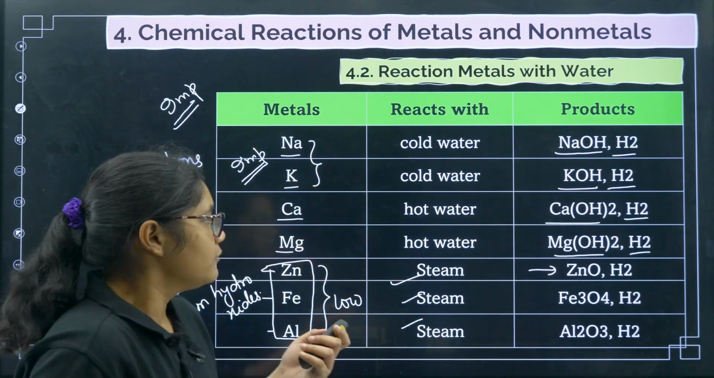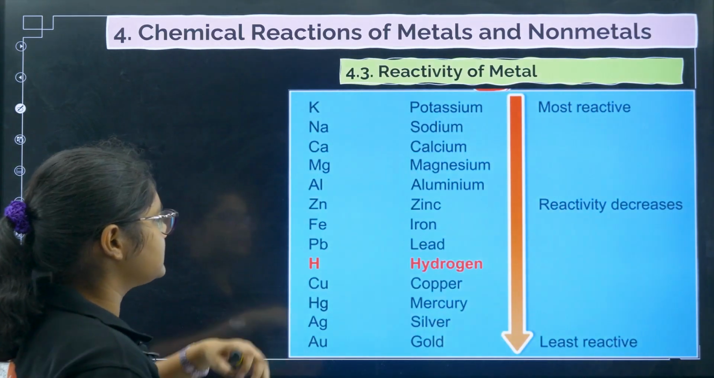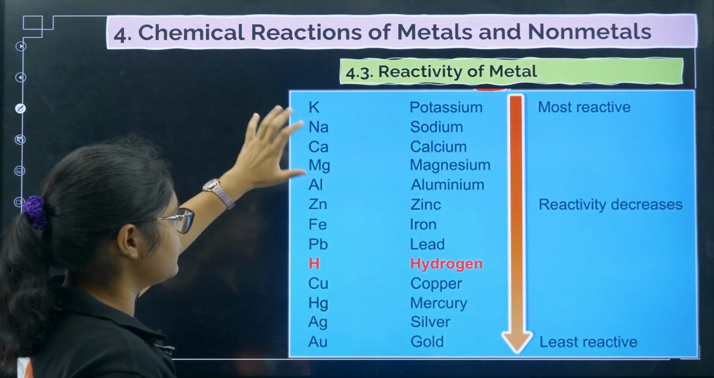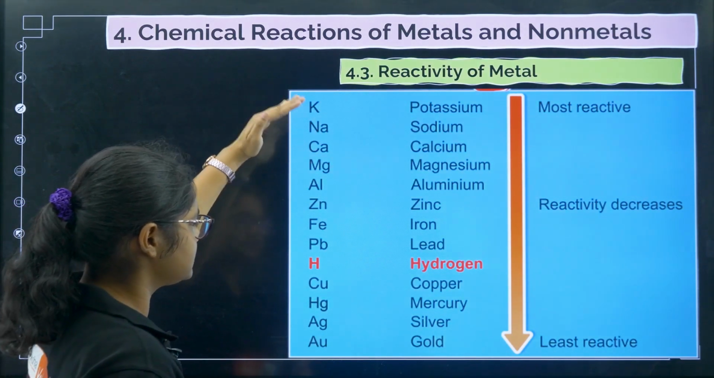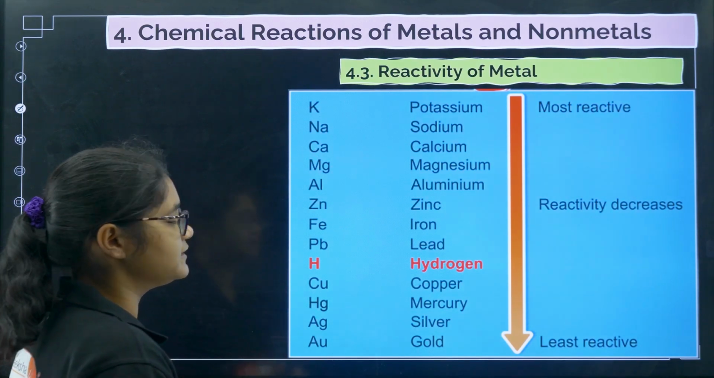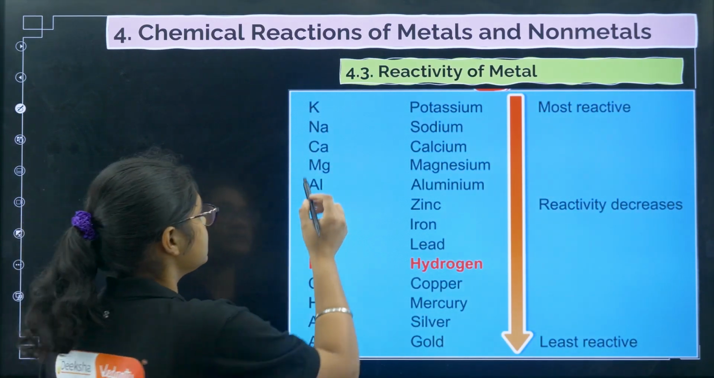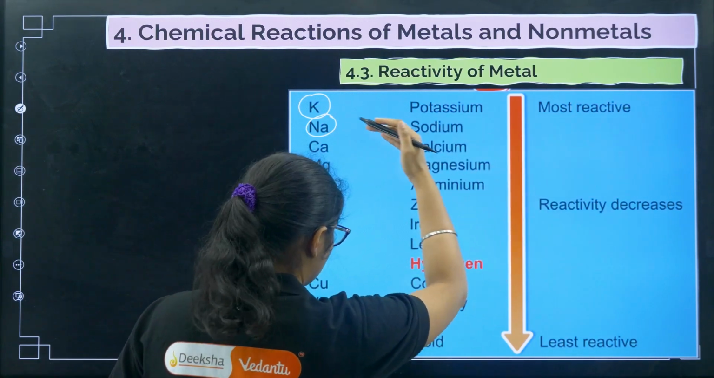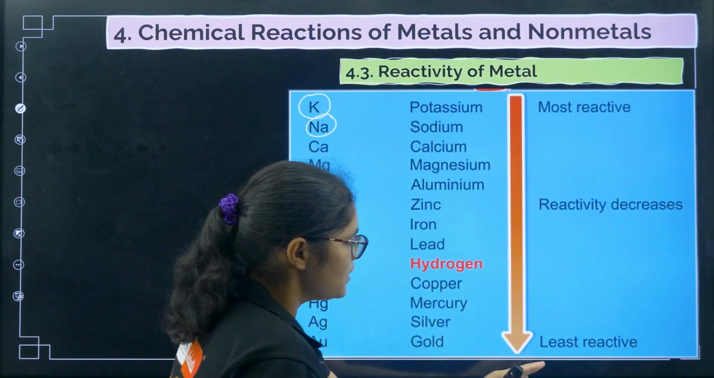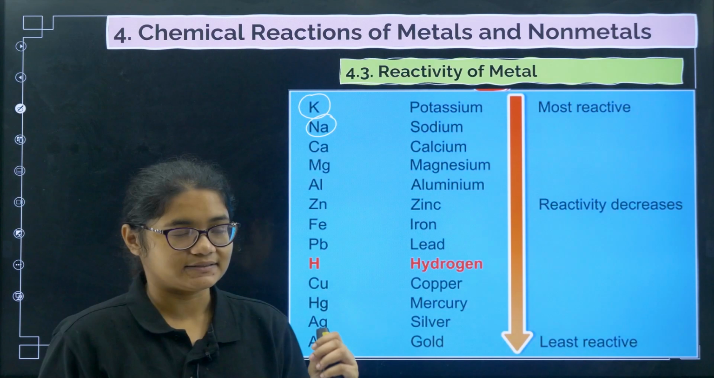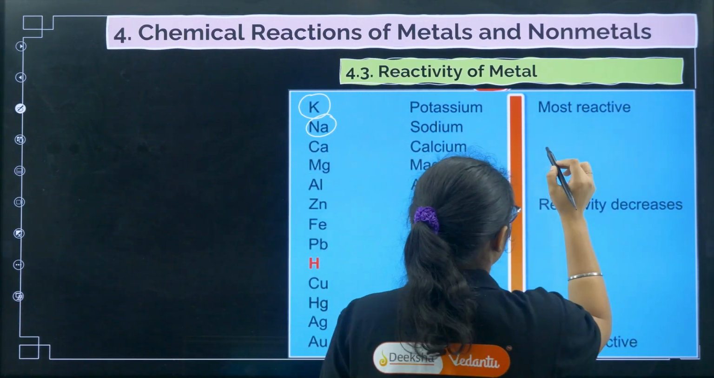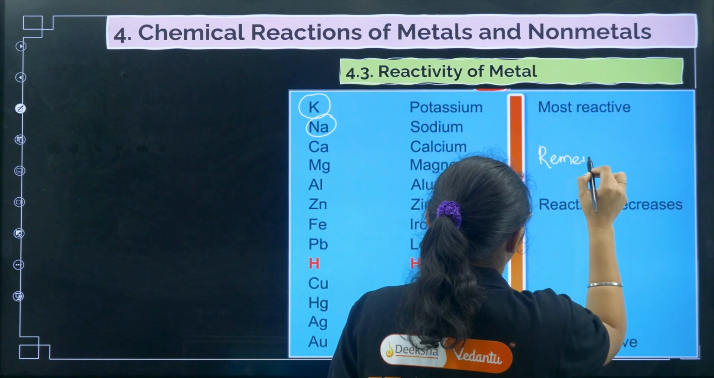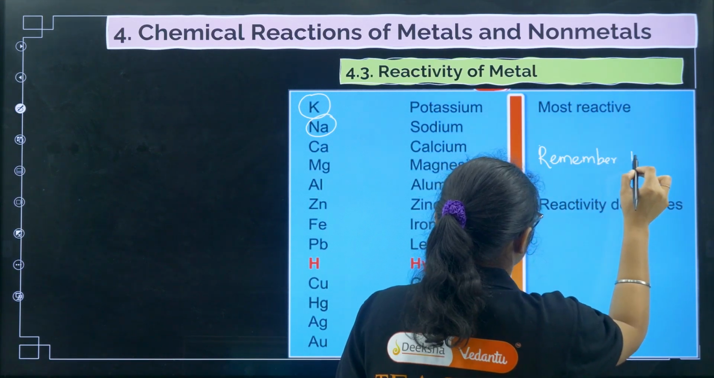Fine. Next we'll go to the third reaction, that is reactivity of metals. This is the order in which the metals are reactive. Potassium, sodium, these are highly reactive metals, and down the group the reactivity decreases, and you have to remember the order.